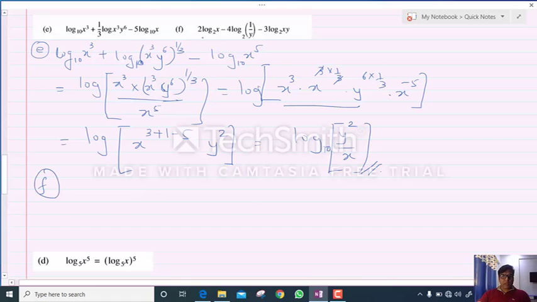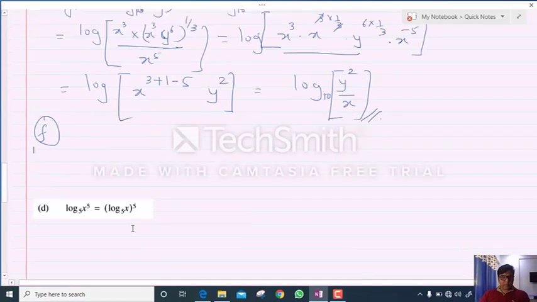Okay. Next comes this problem again, base 2. So I don't think that is a tough one. You can manage it, right? So that you can take it as homework, right? We go ahead with the next thing. Say here.